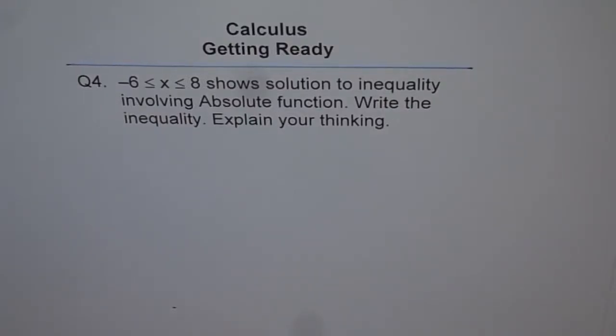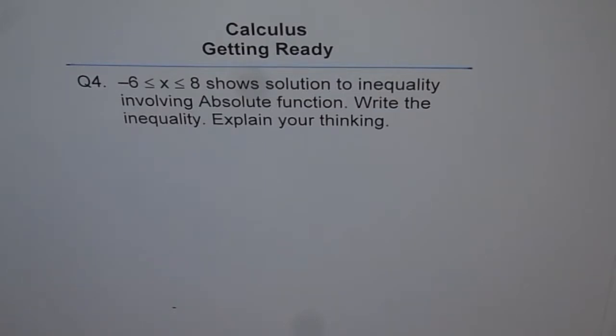Here is question number 4 for you to get ready for calculus. The question is: minus 6 is less than or equal to x, which is less than or equal to 8. This shows the solution to an inequality involving an absolute function. Write the inequality. Explain your thinking.